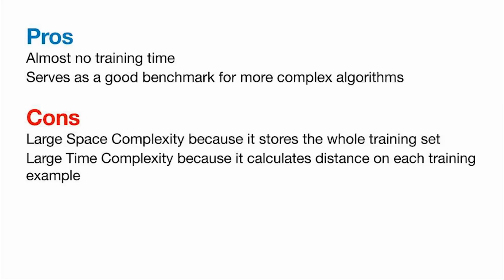So the first one is space complexity: you have to store the training data set. The second one is time complexity: it takes a lot of time to compute its prediction.